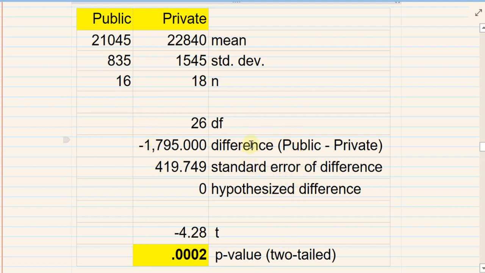Look at the difference, public versus private. Almost $1,800, you see that? A negative difference here means private is higher, because we go X bar 1 minus X bar 2. So a negative difference means higher cost on average in the private agency.